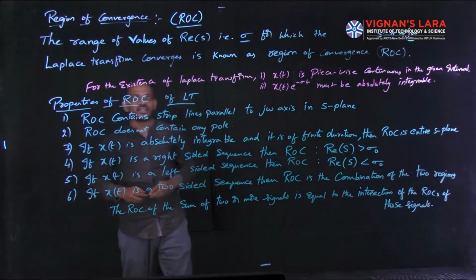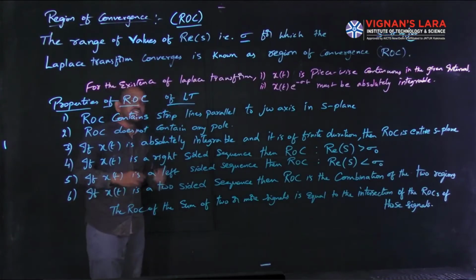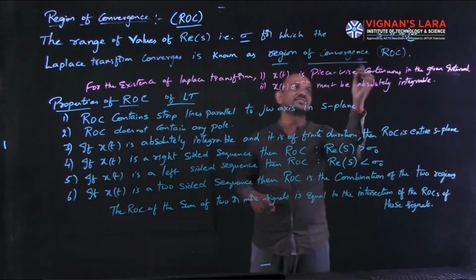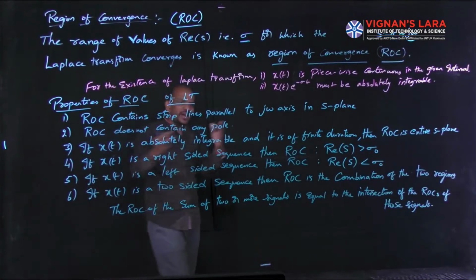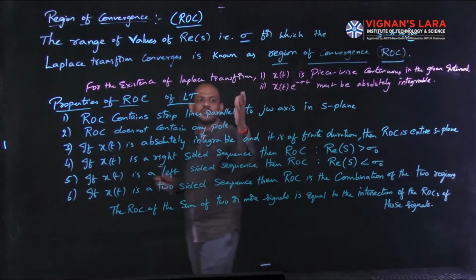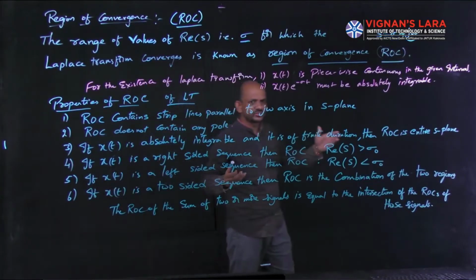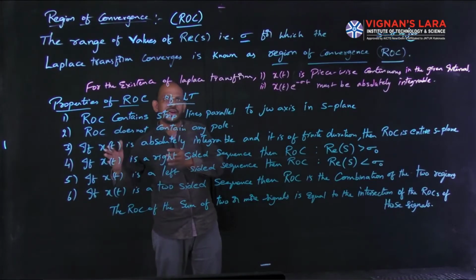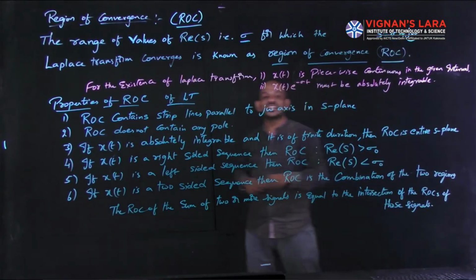So I can say this: the range of sigma for which the Laplace transform converges is known as region of convergence. Simply ROC. So here it is nothing but the range of values of sigma, where sigma is nothing but the real part of S. So it is a range of values from this value to this value. So the range of values of sigma for which the Laplace transform converges.